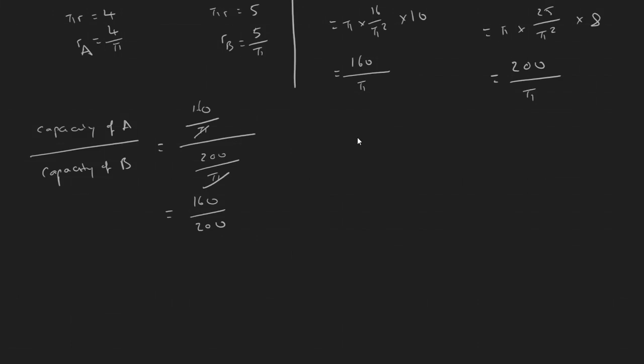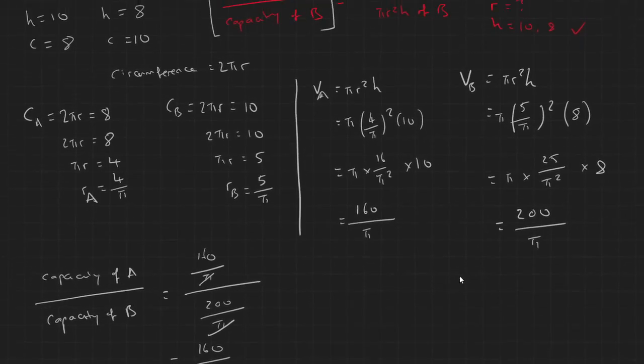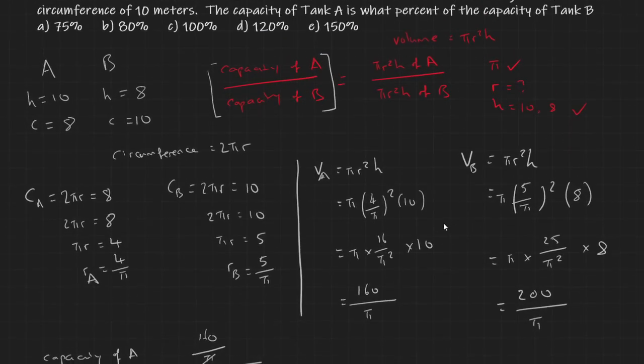Now you can do some reduction and take the fraction down. You can divide top and bottom by 10 to get 16 over 20, which is 4 over 5, which is 80%. Therefore, the answer to this question would be 80%. And we're done.